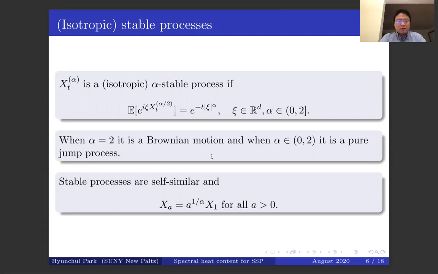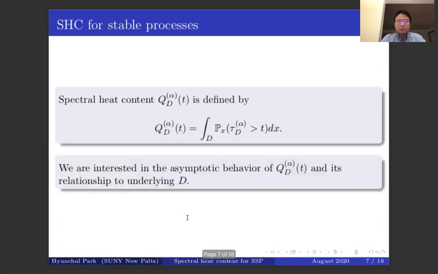And a stable process has a very nice property that it is self-similar. The space variable and time variable have some close relationship. So they have this relationship, where this equality is in distribution. So this is the main object we want to study. We want to study spectral heat content for stable processes.